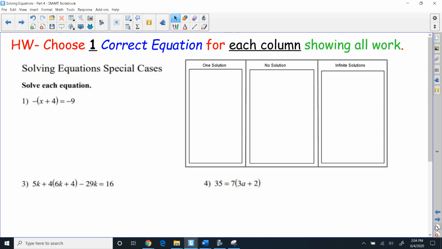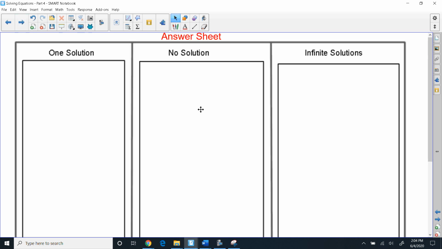So we've come down to the end. There's homework for you guys. Choose one correct equation. So I gave you a few equations for each column. For each column, we have a column here, one solution. So one of these equations has one solution or no solution or infinite solution. So your job is to solve all of the equations and put just one of them in the column. So I gave you a bunch of them. So you take your choice which one is best for you to solve, but you got to show your work and put it in here in the column. So I have the sheet, it looks like this. So put your answer in the sheet.